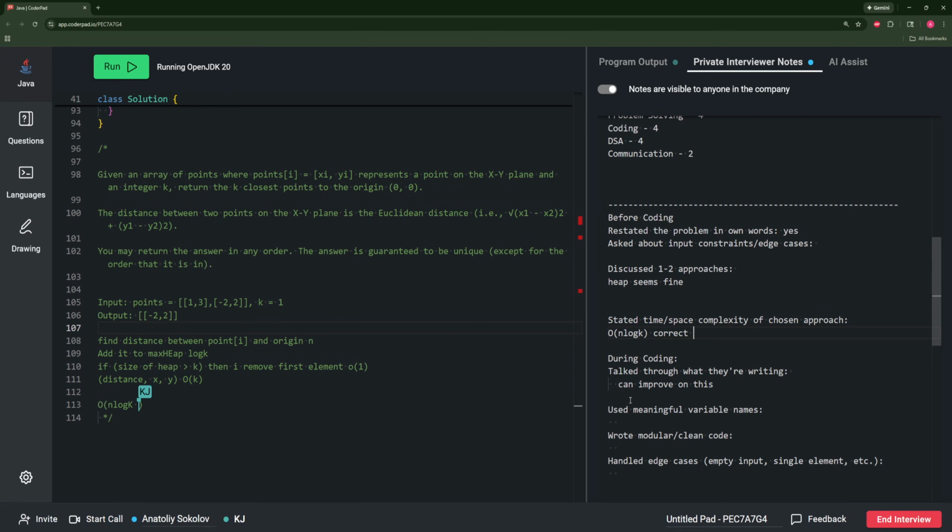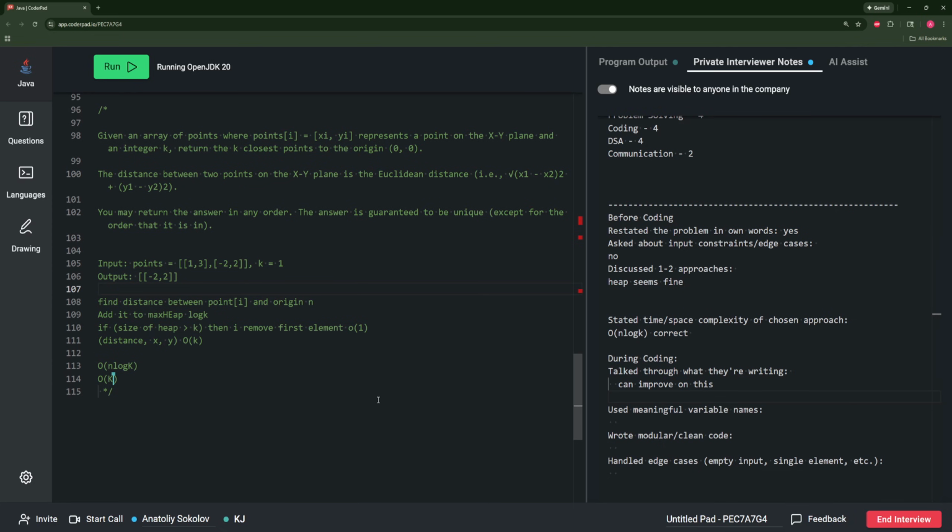Okay, makes sense. And then what's the space? Space would be O of k. Okay, yeah, I think this is good. So we can code.